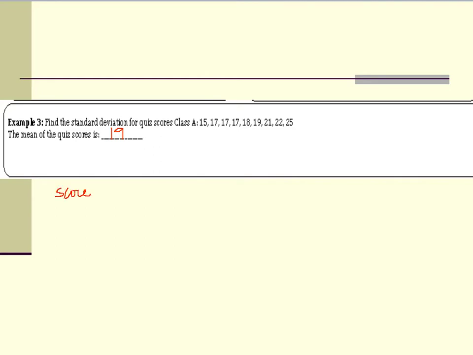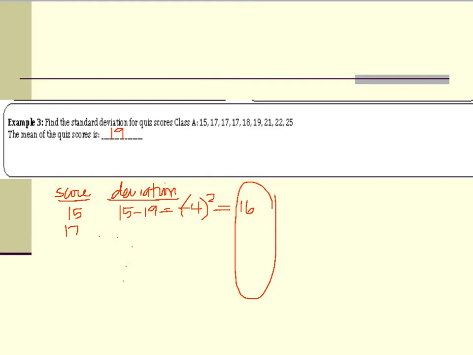If my score were 15, then I would find the first deviation, which means I would take my score minus the mean. I get -4. So I square that, and that gets me 16. And then I do the same thing for my next score, so 17, and so on. And what I would do is add all of these values up, and then divide by 9 because there were 9 values, and square root it. Now this is crazy, absolutely crazy. But what we do in our calculators is the same thing, and you should get a standard deviation of 2.94.